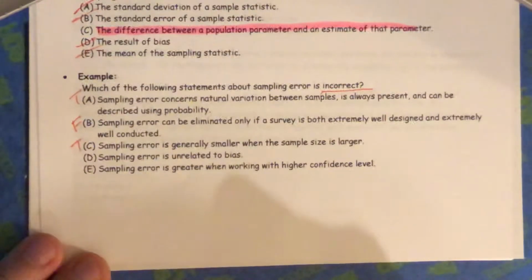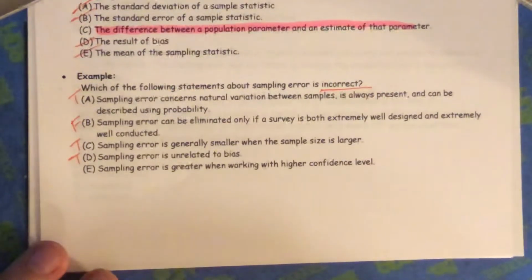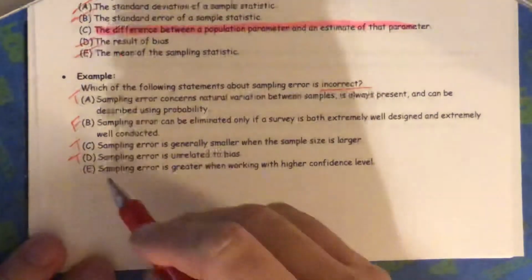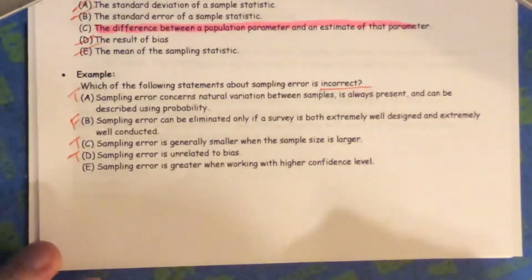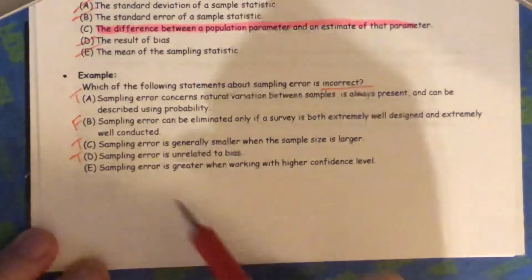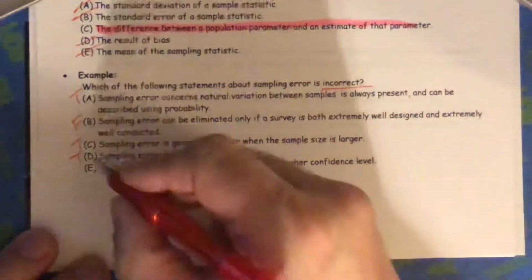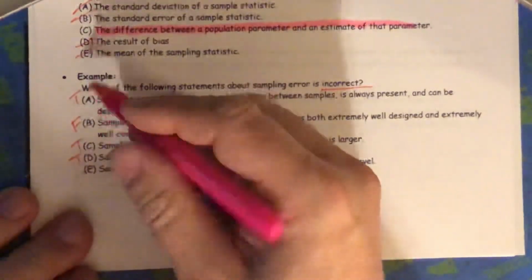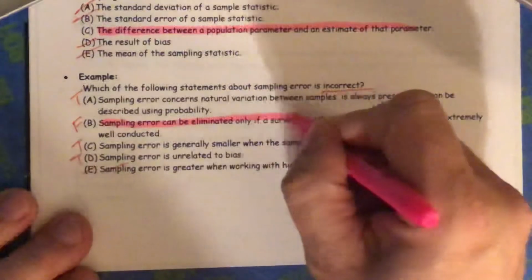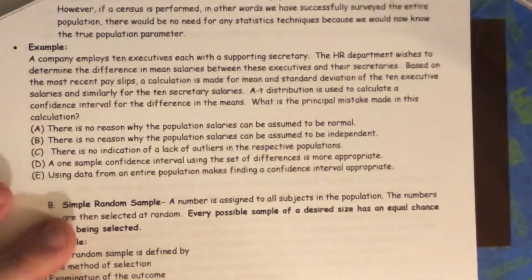Sampling error is unrelated to bias. That is true. Sampling error is greater when working with higher confidence level. Not really what we're talking about, but I should say margin of error is greater when working with a higher confidence level. So letter B is my best answer. Letter B is the best answer. All right. And that will conclude this video.